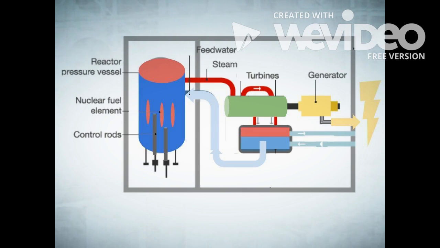The steam from the heat exchanger is piped to a turbine. As the steam blows past the turbine, the blades spin around at a very high speed. The spinning turbines connect to an electricity generator, making it spin. The generator then produces electricity and sends it to all places necessary.